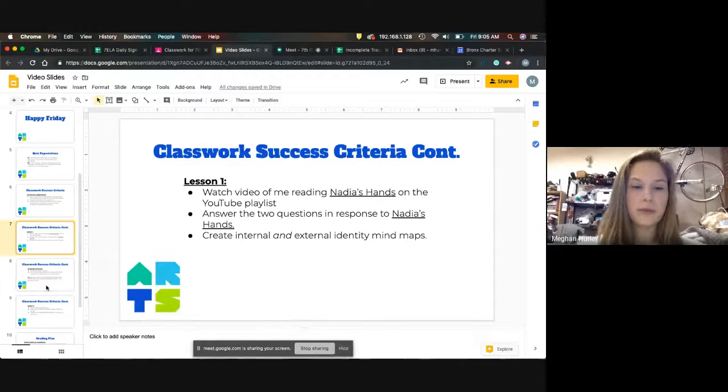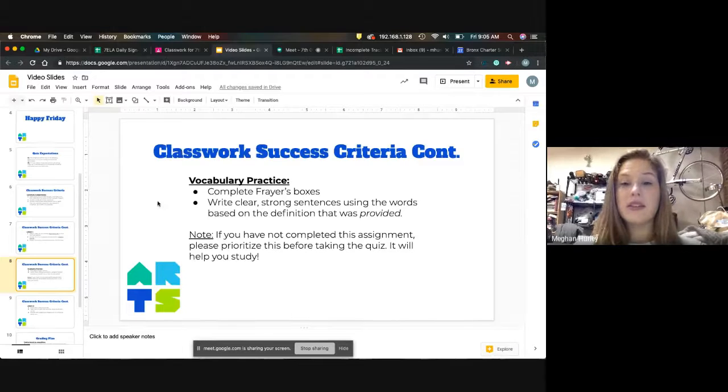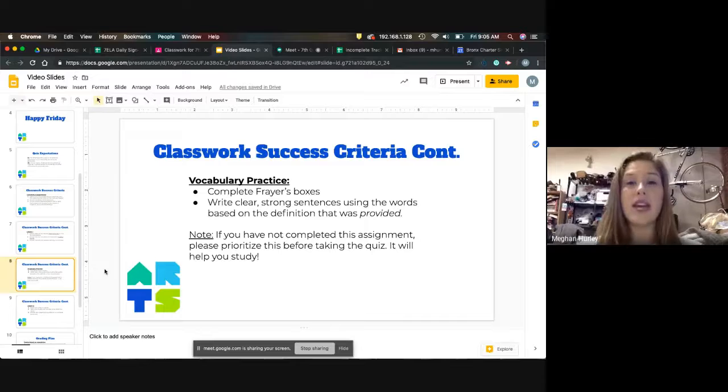For the vocabulary practice, I want to recognize my note here. If you have not completed this assignment, please prioritize it before taking the quiz. It will help you study, which is to the point that Nate asked his question. This is very similar. Please do the vocabulary practice before taking the quiz. In order to be successful for this assignment, you need to complete Frayer boxes, which is the definition, the characteristics or facts, the examples, the non-examples. And then you need to write a clear, strong sentence using the words based on the definition that was provided.